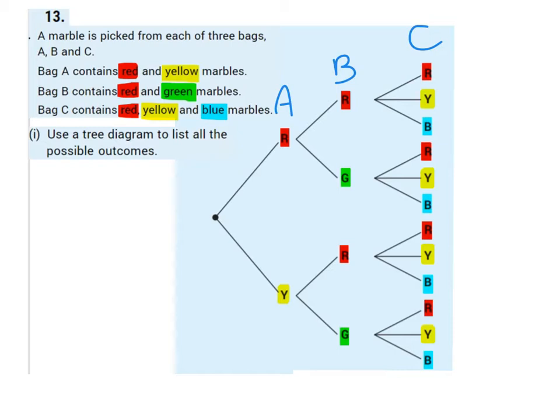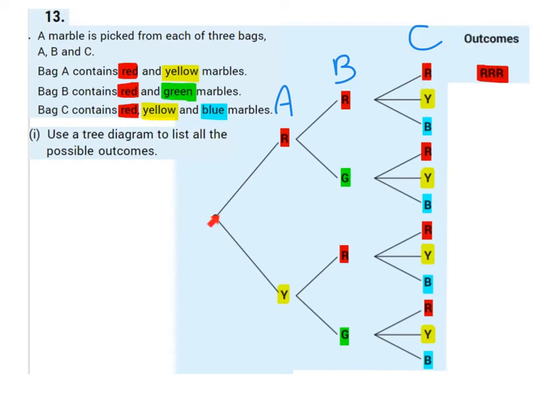So this is our tree diagram completed. Now all we have to do to the right is list our actual outcomes. So if we chose a red marble from bag A, a red marble from bag B, and a red marble from bag C, then RRR would be our outcome.